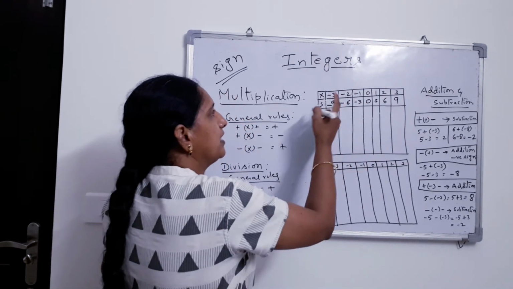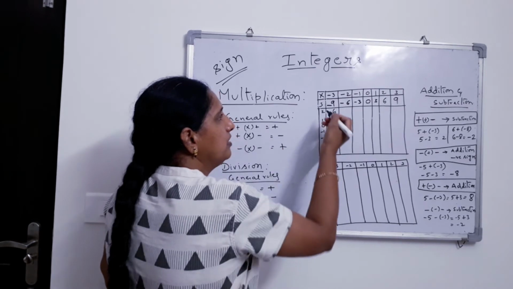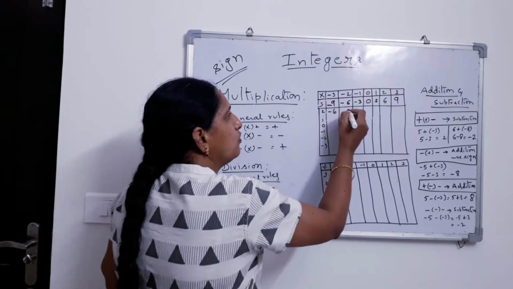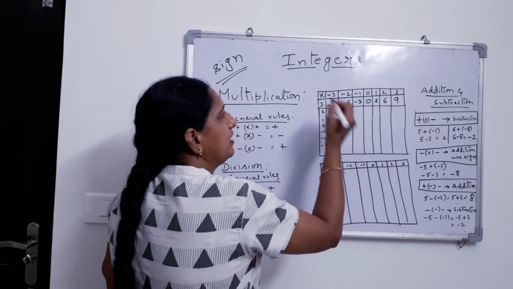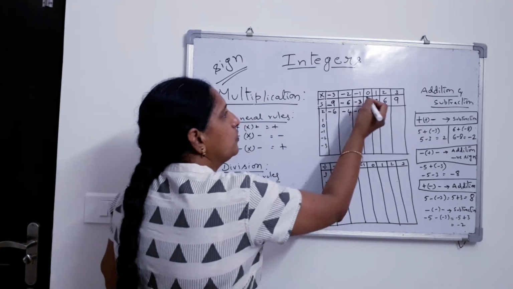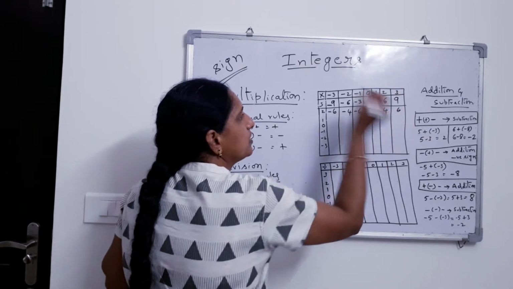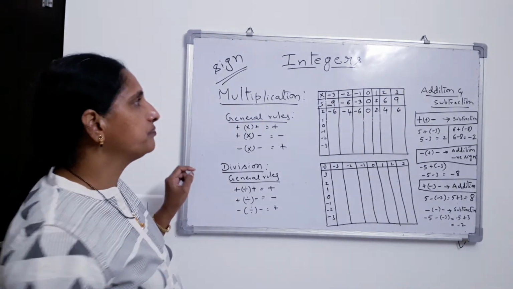Now go with this again. 2 3s are 6. Only one negative, odd number, so minus. 2 2s are 4. 1 negative, you will get negative. 2 3s are 6. 1 negative, you will get negative. 2 zeros, 0. Now 2 1s are 2. 2 2s are 4. 2 3s are 6. Normal multiplication.